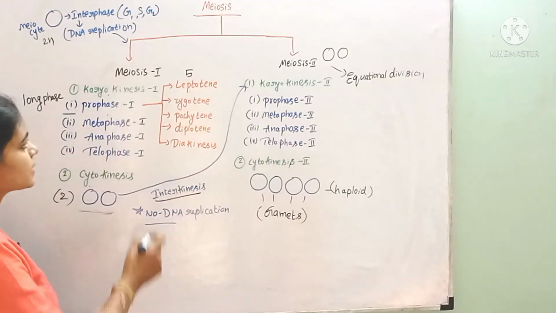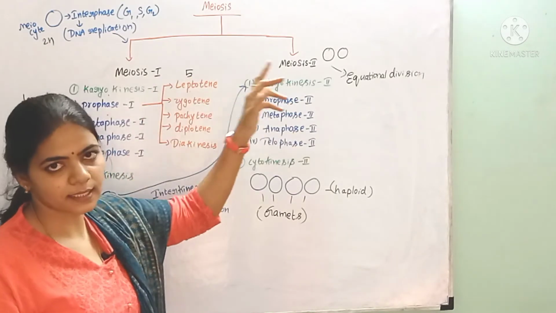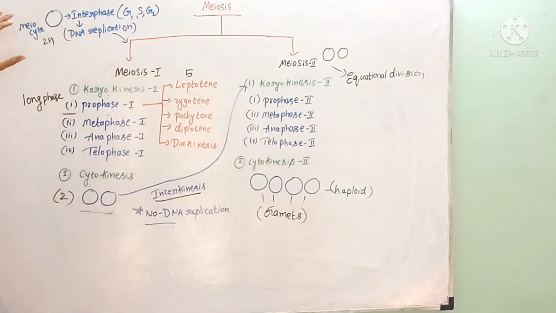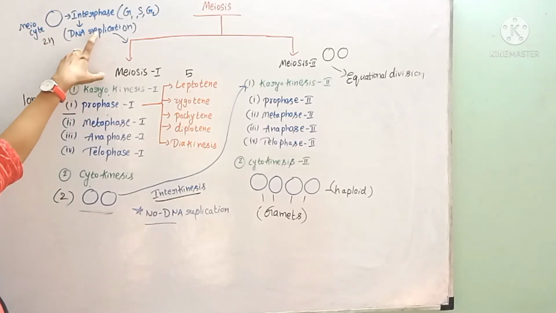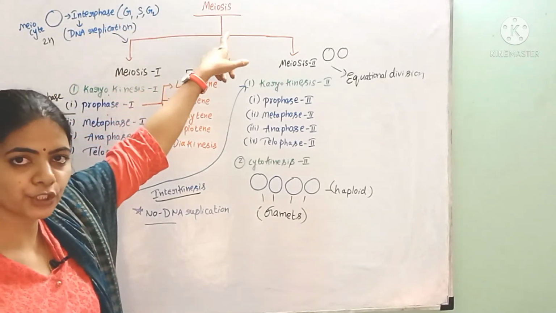So meiosis is a double division, right? Here two sequential cycles occur. Before entering into meiosis, the cells which undergo meiosis are called meiocytes. Those meiocytes are in diploid condition, and before entering into the M phase, they undergo interphase. Interphase has a G1 phase, S phase and G2 phase.